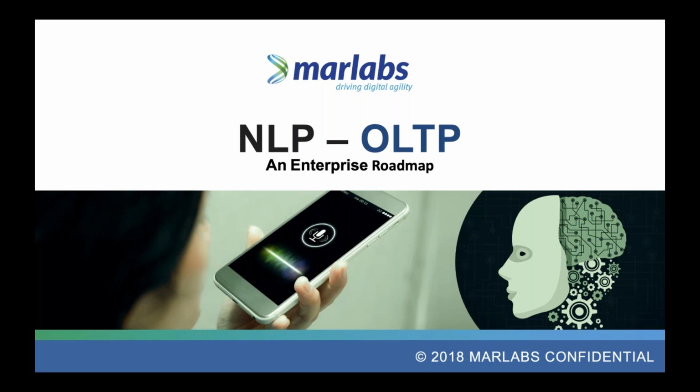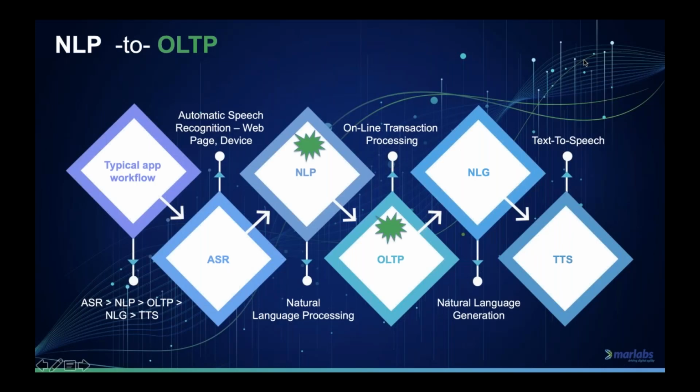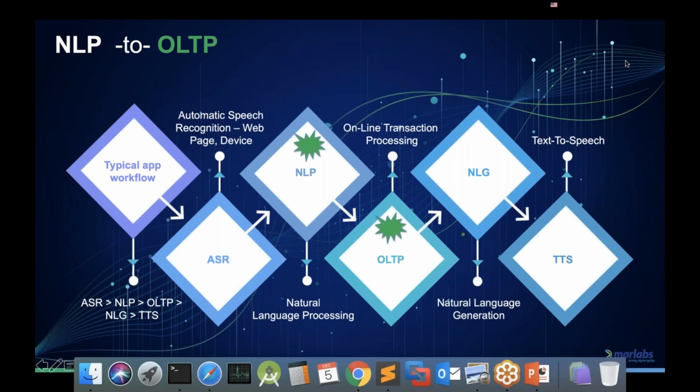So if we were going to take a look at a typical application workflow, it goes from automatic speech recognition through some kind of NLP interface, which interfaces with the transaction processing system, which in turn responds through some kind of natural language generation to a text-to-speech interface. This is a typical workflow which happens today. Since there are a bunch of technologies involved here, I just want to briefly discuss the different technologies involved before I dive into the method, where I talk about how we go from NLP to OLTP.